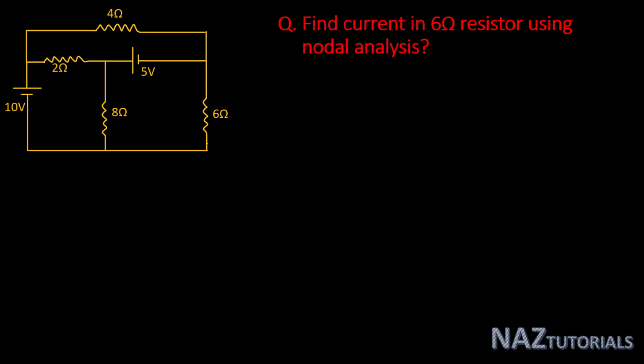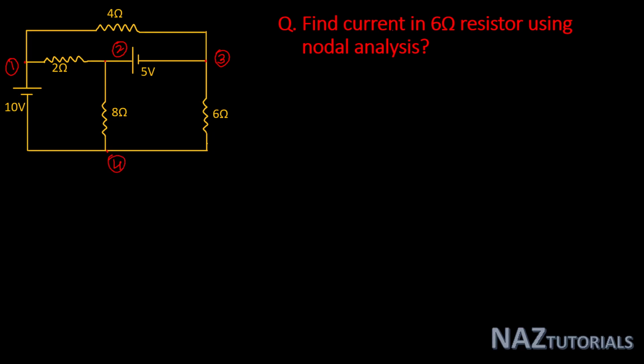So here, first we define nodes in this circuit. In this circuit there are a total of 4 nodes. This is node 1, node 2, node 3 and node 4.